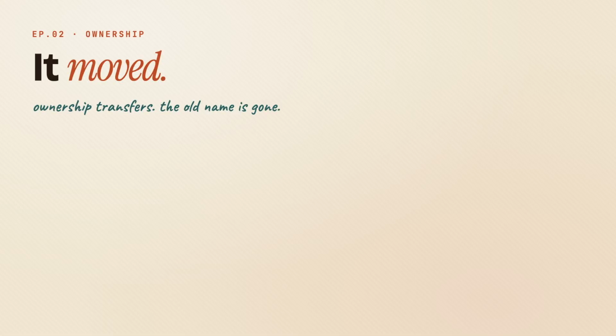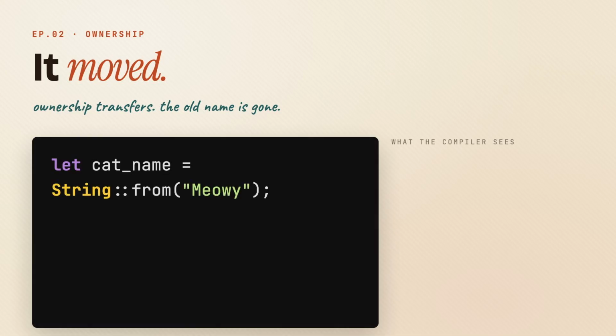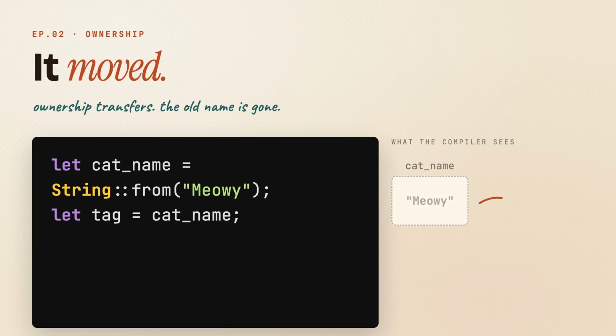A string lives on the heap. That's where things that can grow live. I bet you remember that. Here's a string. Rust puts the letters on the heap and a pointer to these letters on the stack. Let's take a closer look at this. Now write let tag equals cat name.